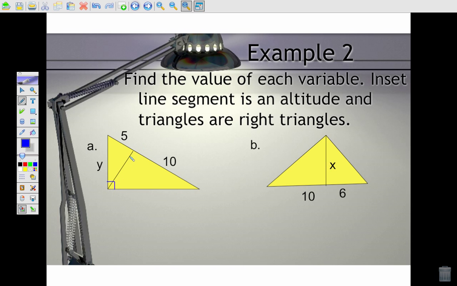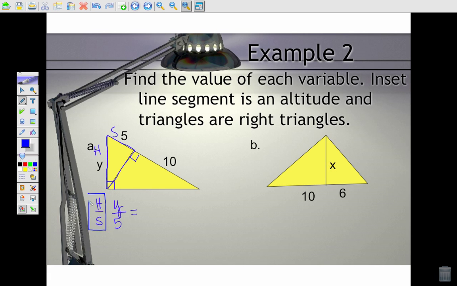All right, we're going to do kind of the same thing. We want to find the value of each variable. So this is a right triangle, and this is an altitude. So we're working with that same theorem. I need to find y, so I'm going to start with that. And I'm going to put it over an adjacent side. So I'm going to say y over 5. So if I use y over 5, if I look at just this little triangle right here, y is a hypotenuse and 5 is a short leg.